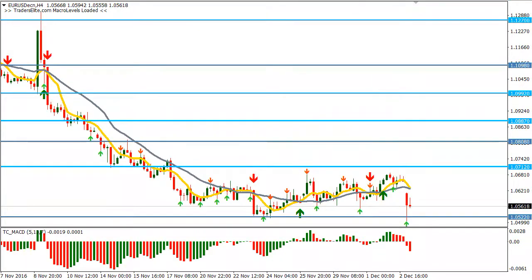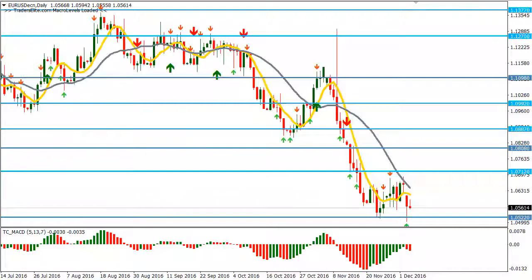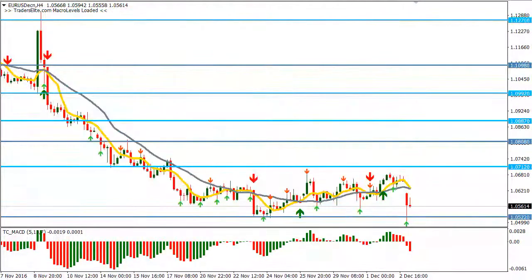Okay, euro. On the weekly it is down, on the daily it is down, and on the 4-hour we're just about to start a new Trend Catcher trade. That's when the moving averages cross over, the fast over the slow. So overall downward on the euro.